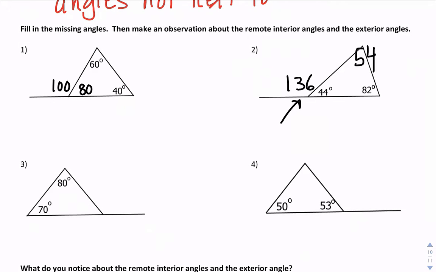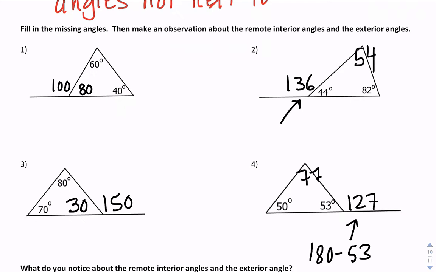All right, and now 70 plus 80 is 150, and so this angle has to be 30. And then we have a straight line, so 180 minus 30 is 150. And the last one, we have 50 plus 53. We'll subtract from 180. This is 77. And then to find the adjacent angle to the 53, we'll subtract from 180, and we'll get 127. So again, that was 180 minus 53.